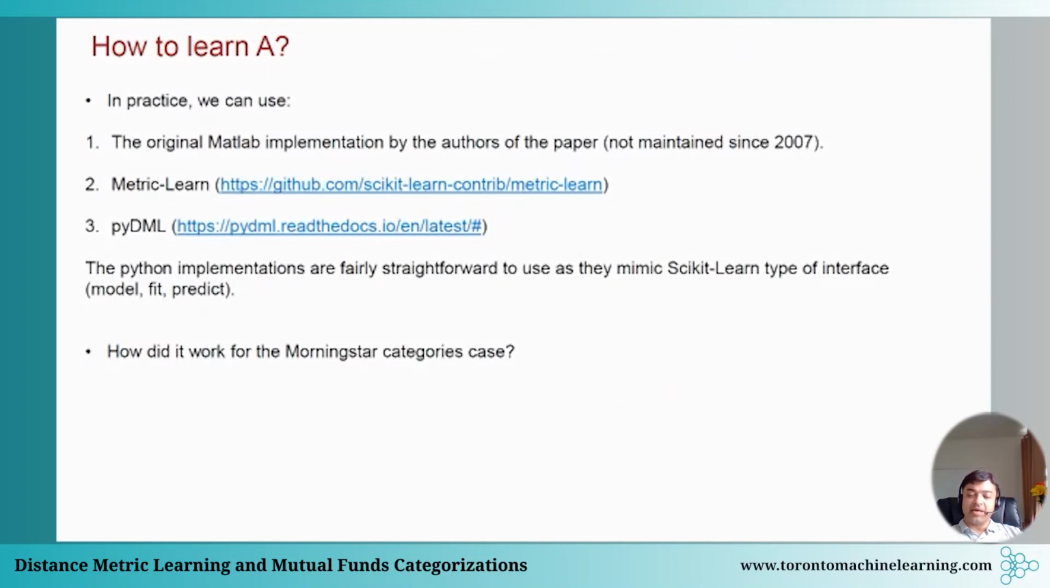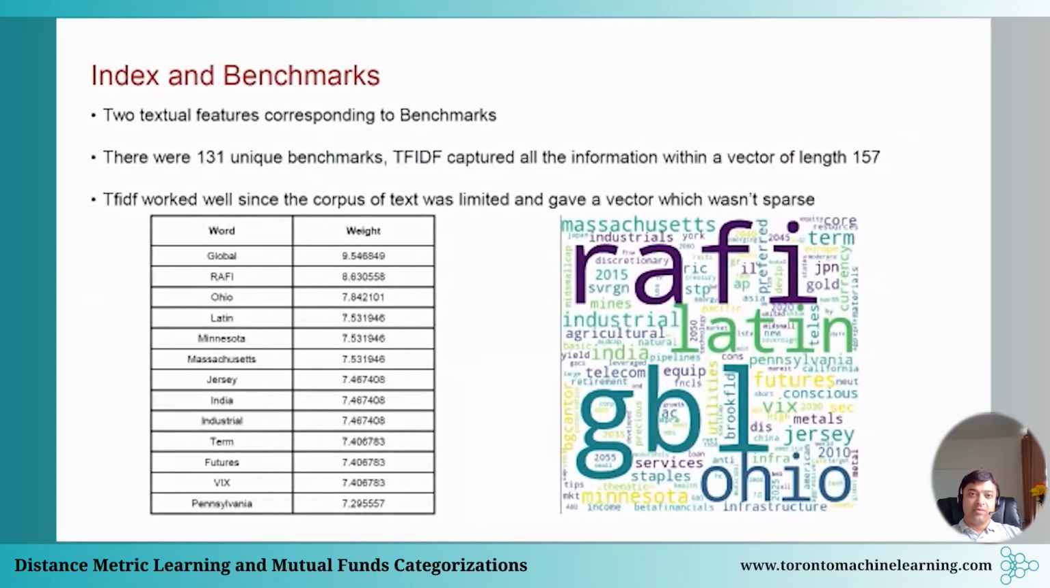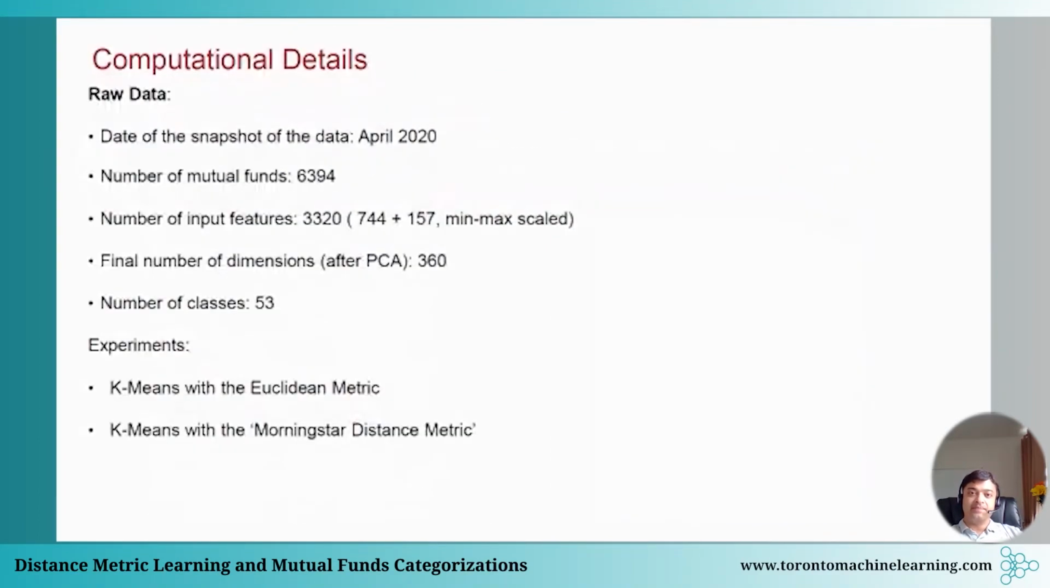Practically, you can use some of these Python packages to do distance metric learning. So how does it work in this Morningstar mutual funds problem? I used a snapshot of data, some of the usual aggregate level variables: equity percentage, percentage in certain industries, percentage in the secondary sector, fixed income, and so on. There was also benchmark information in the data. Eventually, in the snapshot of a particular month, there were some 6,394 mutual funds and ETFs, and the number of input features was some 3,000. We did PCA. The number of categories in this data was 53, so all these 6,300 mutual funds had 53 categories in total.